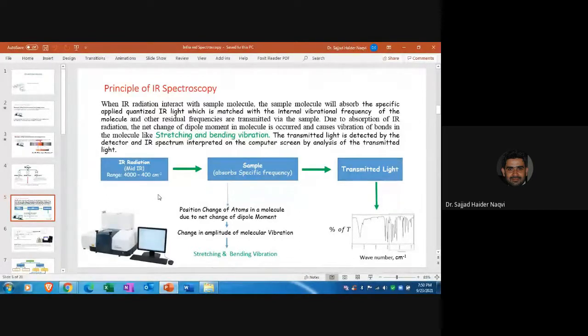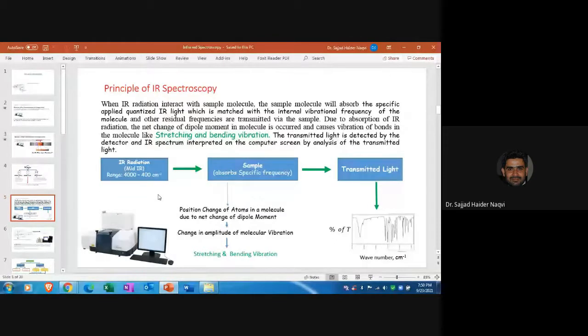So when the IR is being passed through the sample molecule, it will absorb the applied quantized IR light, which is then matched with the internal vibrational frequency of the molecule. So when the molecule absorbs that IR light, it matches with the internal vibrational frequency of that particular sample.